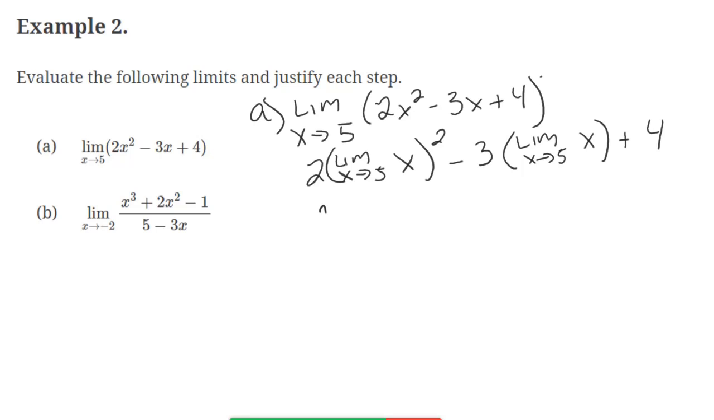So this one, we have 2. The limit of this as x goes to 5 is 5 squared minus 3 times 5. So we get 50, 50 minus 15 is 35. So the first limit goes to 35.